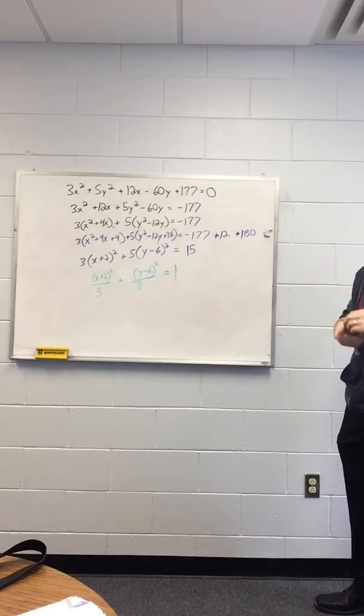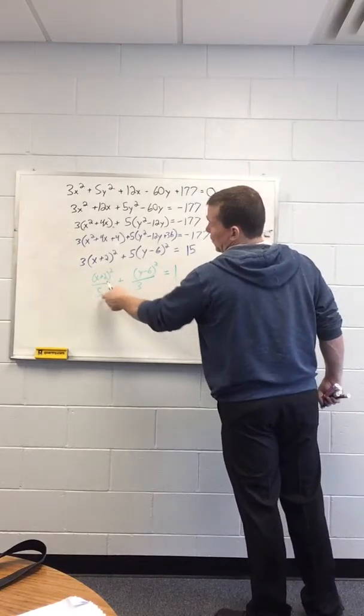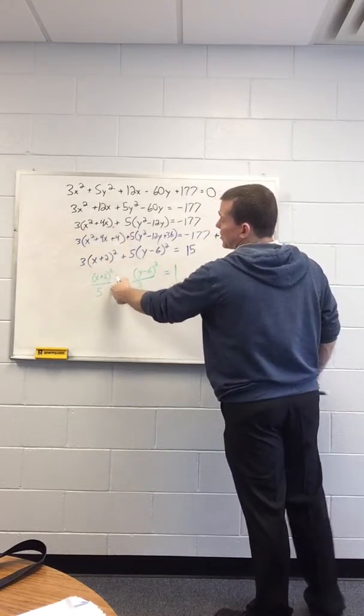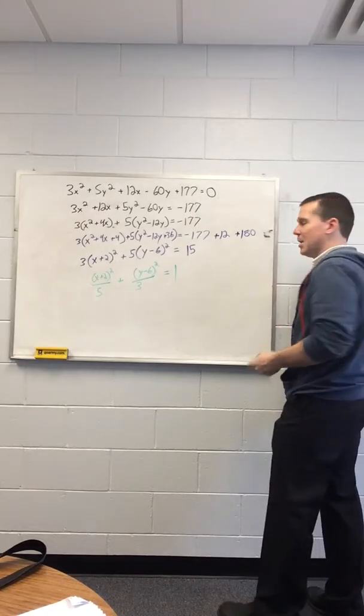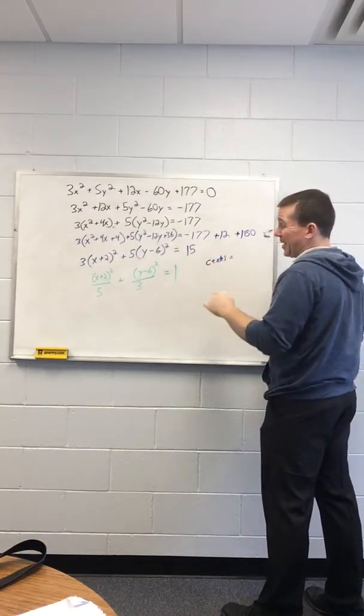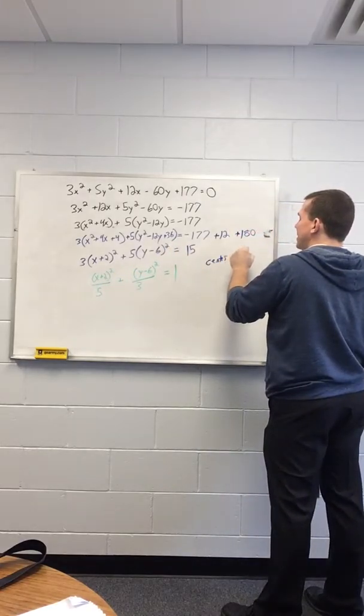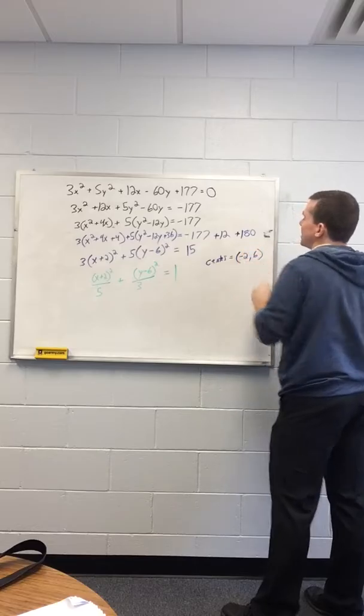Now, we're not going to graph this, but as far as it goes, I have a 5 here and a 3 here. This is bigger, which means it's oriented in the x direction, horizontally. Where's my center? Well, in this case, I translated it, but plus 2 minus 6, you just flip the signs. The center is at negative 2, positive 6.